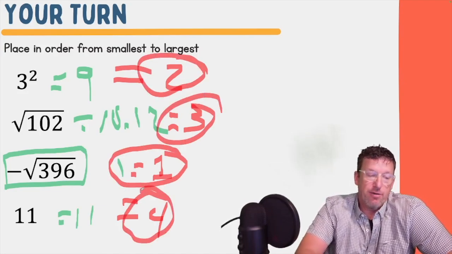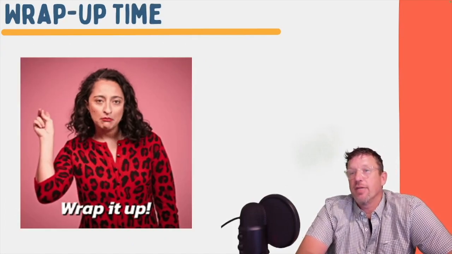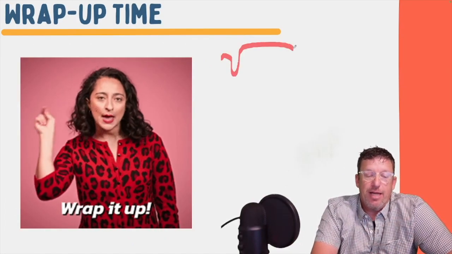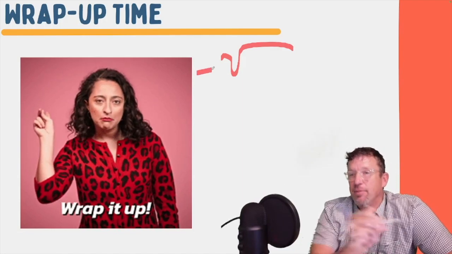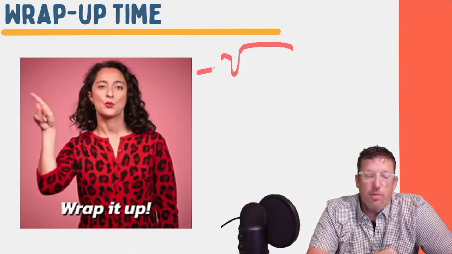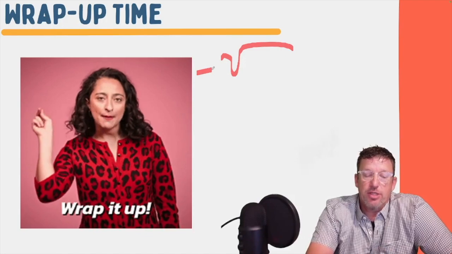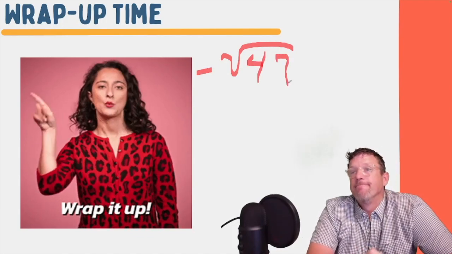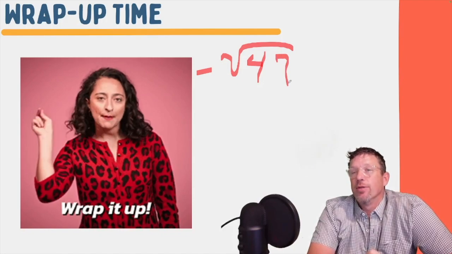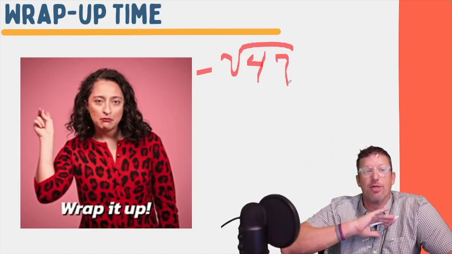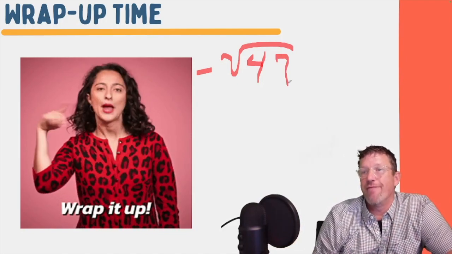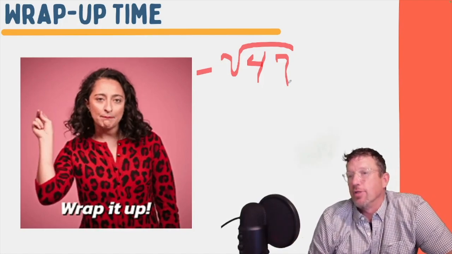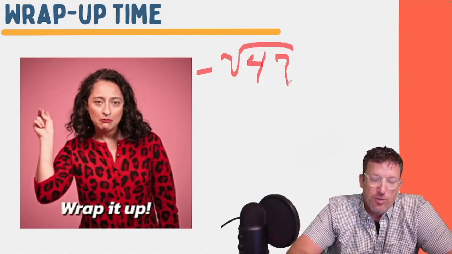I think you guys are ready to crush this one. Remember, when you're thinking about radical expressions, if it has a negative sign in front of it, that means the opposite of whatever the value is. And when you have a radical expression that has a non-square number in it, it's going to equal an irrational number. Irrational numbers make no sense. They're decimals that go on forever.